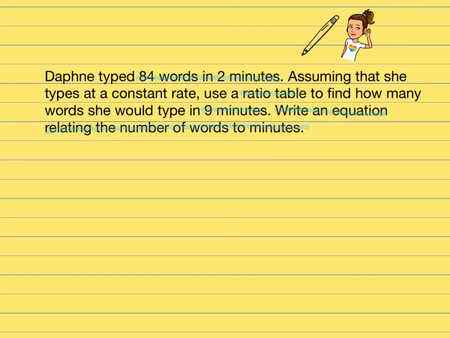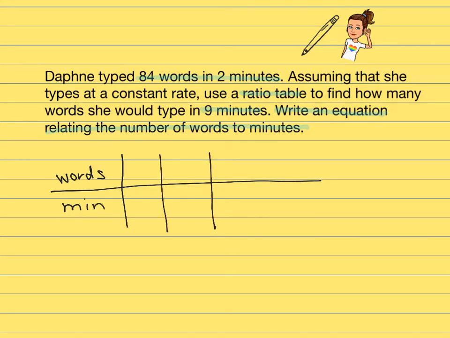Let's start with the ratio table. We're going to set up a ratio table that compares words to minutes, and it's okay to abbreviate. Next, let's fill in the numbers that we do know. Daphne can type 84 words in 2 minutes. I'm going to write that ratio as a fraction, and a fraction can be divided. 84 divided by 2 equals 42.